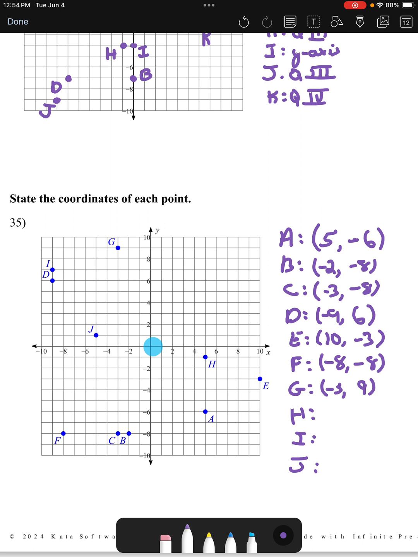Wrapping up now, H. It's just underneath the midline to the right side. It's 5 places to the right of the middle, so that's a +5. And then 1 place down, so 5, -1. I is over there just above D, so we know it's 9 places to the left, but it's 1 place higher, so we'd have to climb 7 steps to get there. And J, finally, starting from the center, it is 5 places to the left, and 1 place up.